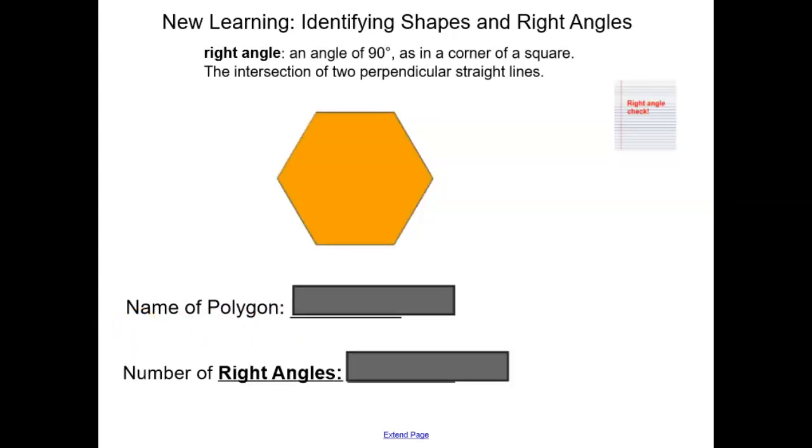I'm going to let you guys do this by yourself. Use your piece of paper as a check to determine how many right angles this polygon has and what's the name of this polygon.